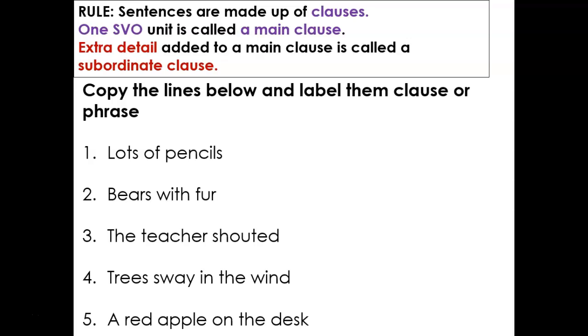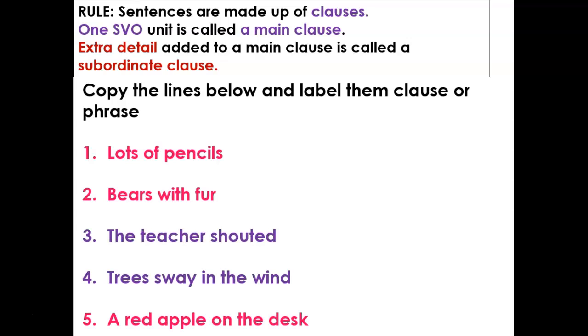So number 1, lots of pencils. Number 2, bears with fur. Number 3, the teacher shouted. Number 4, trees sway in the wind. And number 5, a red apple on the desk. Now, guys, it does say here, copy the lines below and label them clause or phrase. I would say at this time, if you're getting quite close to the end of the lesson, just write down 1 clause or phrase. 2 clause or phrase. So don't copy out the whole line. You can just write down whether you think it's a clause or a phrase. And we'll look at the answers together in a minute. Off you go, guys. Remember, a phrase doesn't have a verb or a subject.